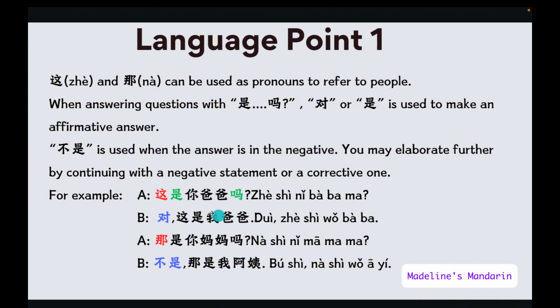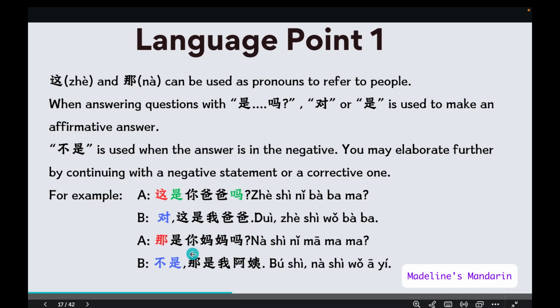For example, 这是你爸爸吗? Is this your dad? 对，这是我爸爸. Yes, this is my dad. 那是你妈妈吗? Is that your mom? 不是，那是我阿姨. No, that's my aunt.